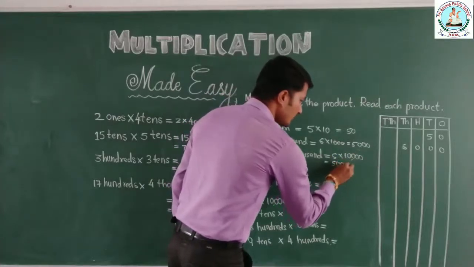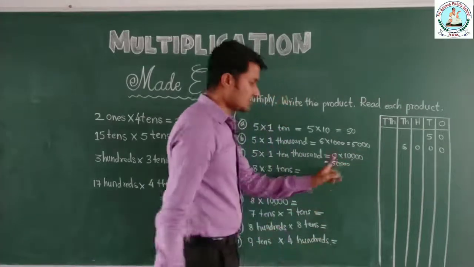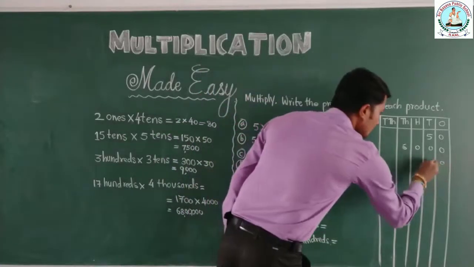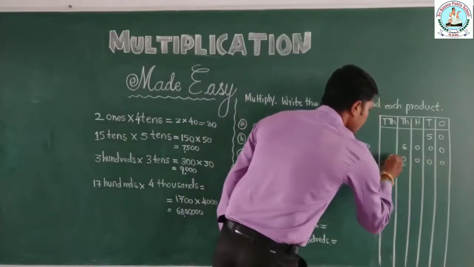1, 2, 3, 4. See here, it is 50,000. So how do you write this 50,000? Just write there 4 zeros. 1, 2, 3, 4, 5.